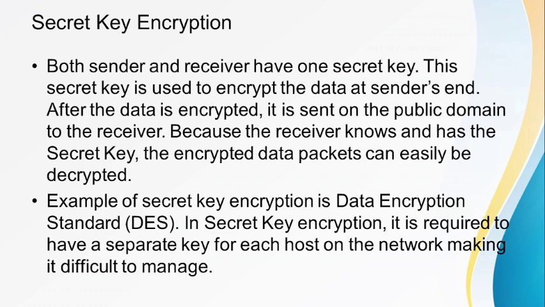Now, the secret key encryption algorithm means that both the sender and the receiver have one secret key. This key is used to encrypt the data at the sender's end. After the data is encrypted, it is sent to the receiver in a corrupted form. Now, because the receiver has the secret key, the corrupted form of data being sent is decrypted.